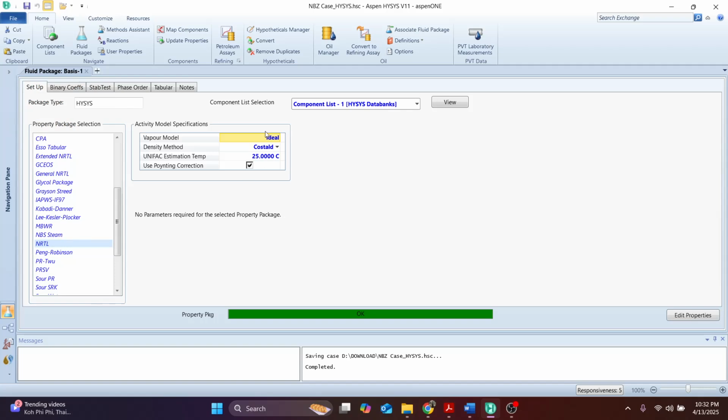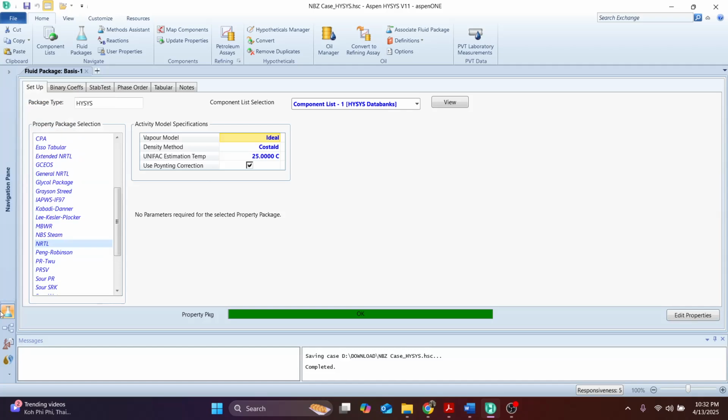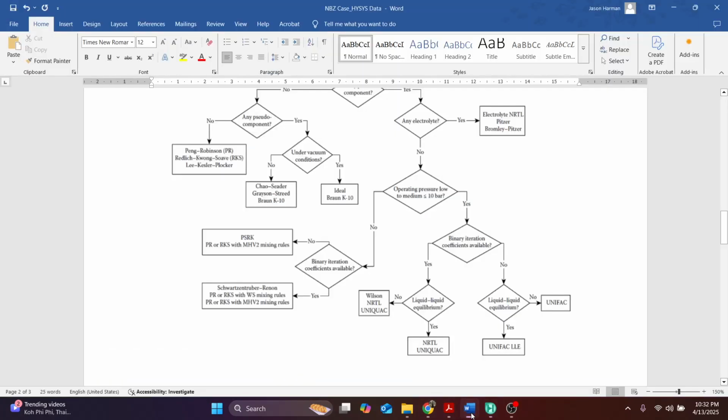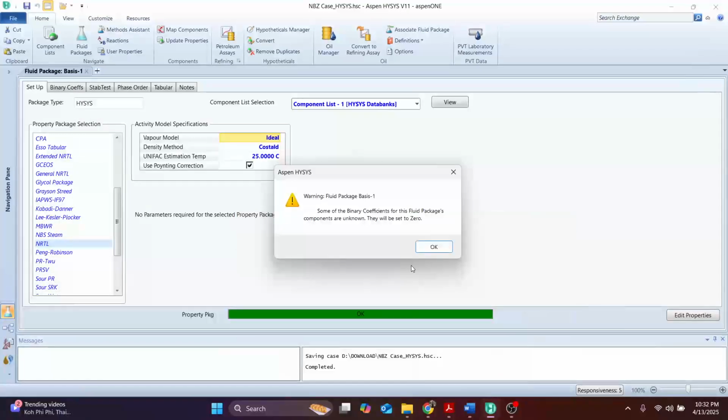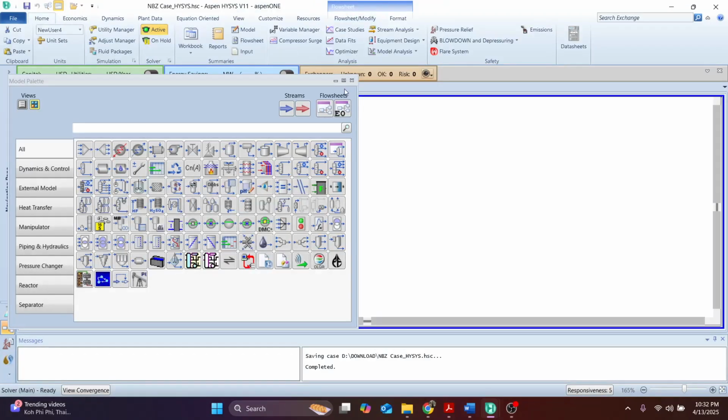Now that we have prepared the basic things for the simulation, which are the components and the fluid package, we'll go to the simulation. For the binary coefficients, I think this is the UNIQUAC LLE. We'll just set this first to 0. It's okay.